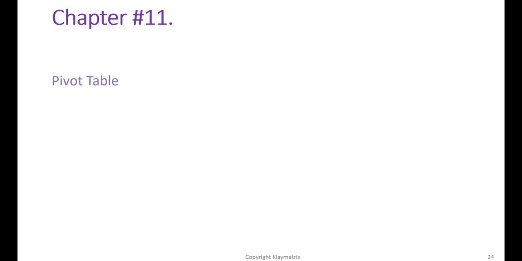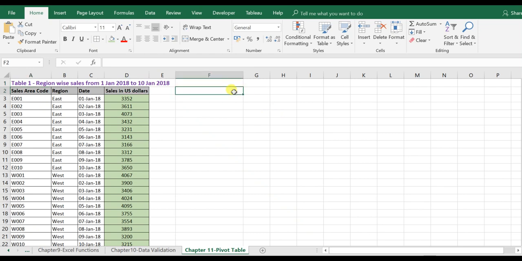Chapter 11, Pivot Tables. So now let's talk about pivot tables. Like we looked up, pivot tables are one of the most used features in Excel. So to start with, let's understand what pivot tables actually are. A pivot table is primarily a summary of a large data set in Excel.